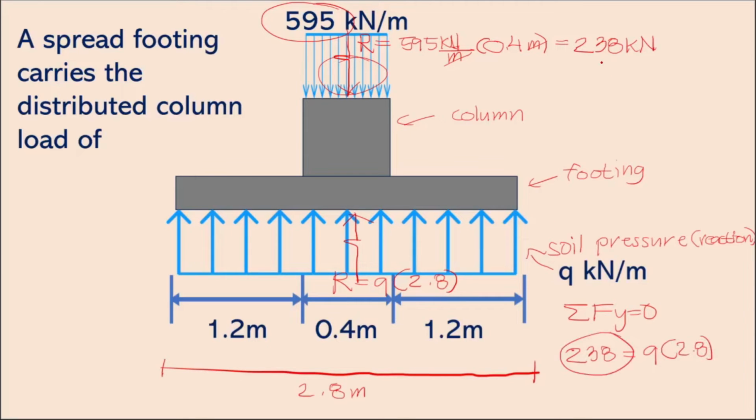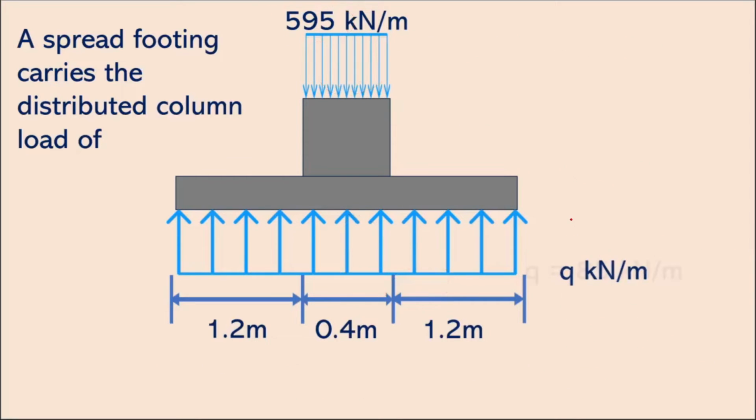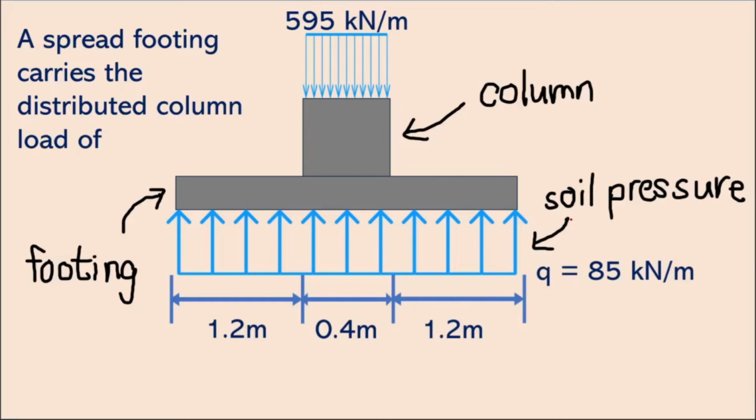This is our downward force, which is this one. And then ito naman yung upward force or the reaction, which is ito. And so we have Q is equal to 238 divided by 2.8. And so we will have 85 kN per m. This is 85 kN per m. And so we now have this one. This will be 85. Again, ito yung mga parts natin.